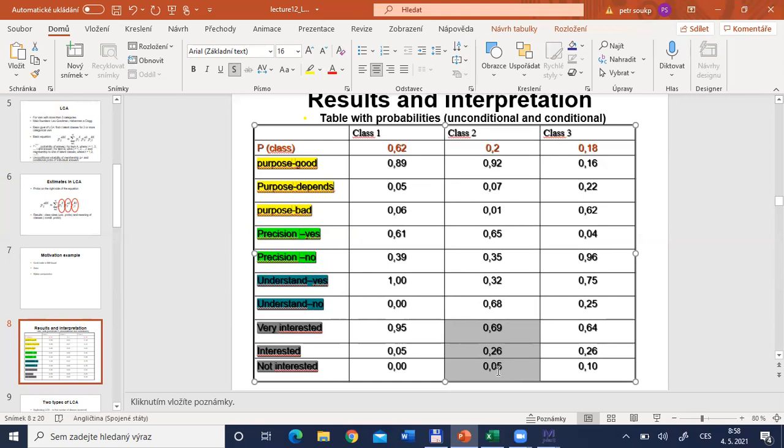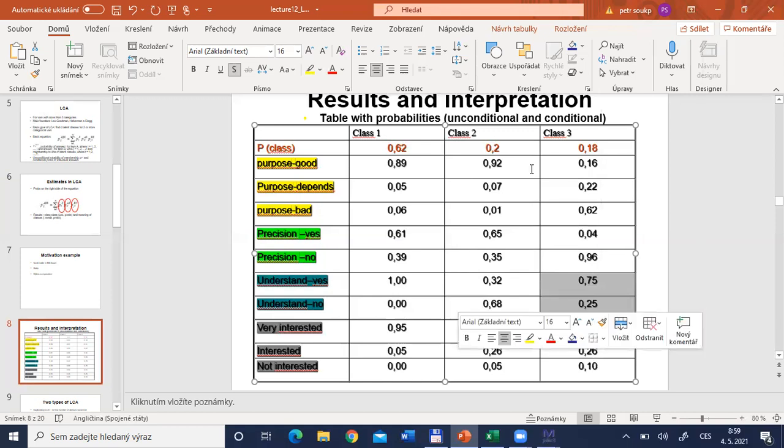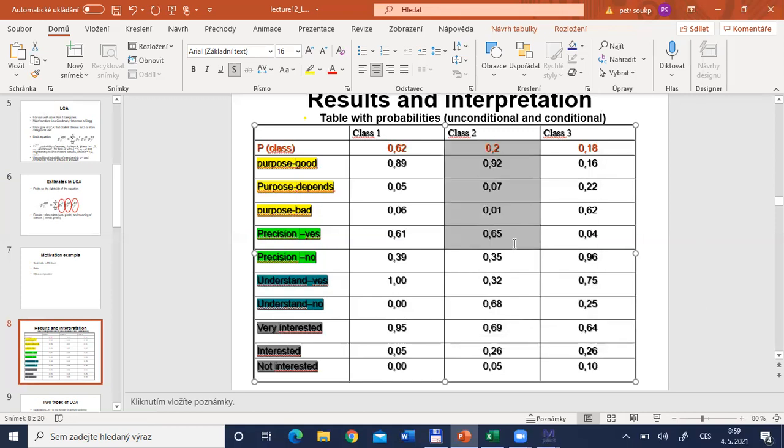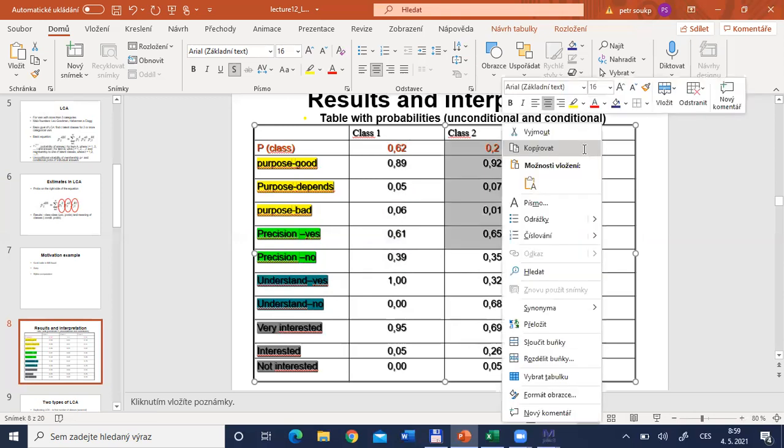And maybe you can also try to read the third column here. So people mostly saying the purpose is bad. People mostly saying it's not precise. They mostly understand and they are quite interested. So what could be the names for class 2 and class 3? Once again, here we call these people supporters or ideal respondents. So what could be the name for class 2 and class 3? Some idea?